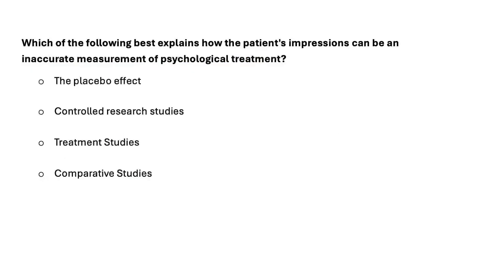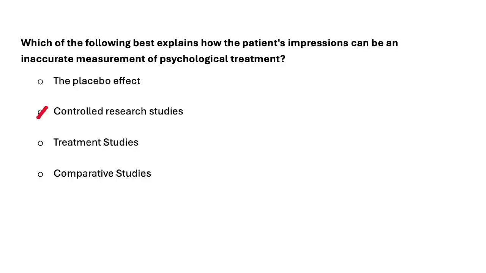Which of the following best explains how the patient's impressions can be an inaccurate measurement of psychological treatment? Would it be the placebo effect, controlled research studies, treatment studies, or comparative studies? The focus here is on inaccurate impressions, not objective measurement, so we need to look for an explanation tied to subjective perception. With that in mind, let's go ahead and eliminate the incorrect options first.